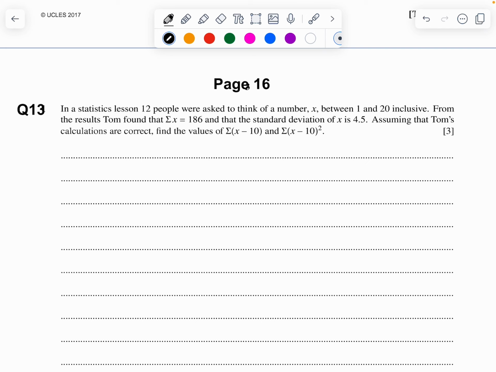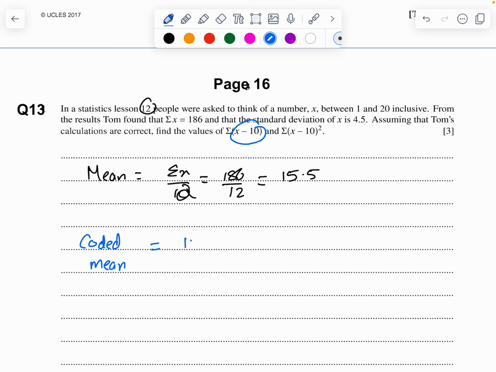So sigma x is 186 and n is 12. Therefore I'm going to find the mean. Mean is sigma x upon n, 186 upon 12. So I do by calculator 186 divided by 12. It's going to be 15.5. This is the mean. But the coding is x minus 10, so I'm going to find the coded mean. The coded mean is 15.5 minus 10, which is 5.5, which is sigma of x minus 10 upon 12.